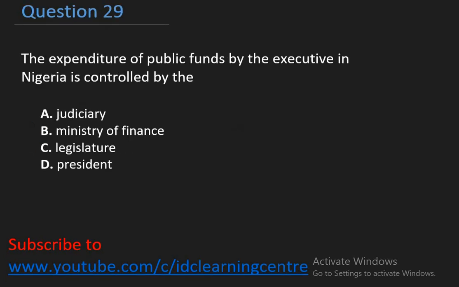Question 29. The expenditure of public funds by the executive in Nigeria is controlled by the A. judiciary, B. ministry of finance, C. legislature, D. president. The right answer is C. The legislature.